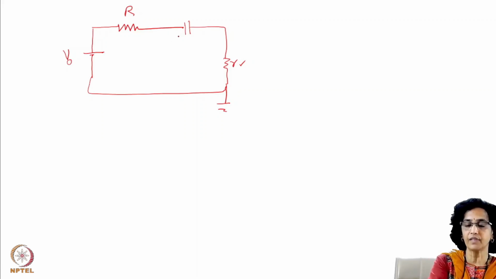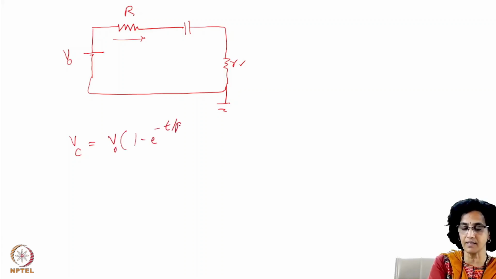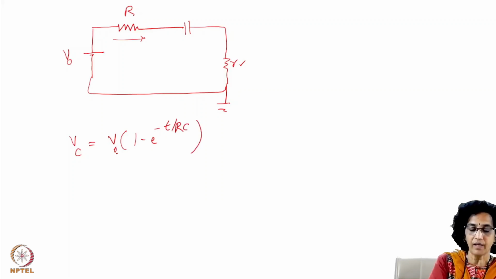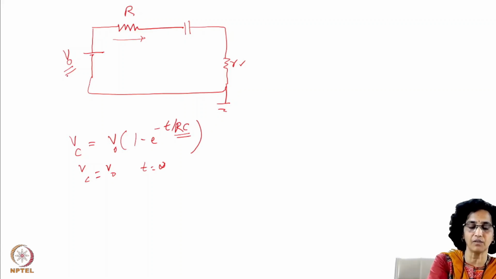So your condenser is getting charged through a resistance. We know how a condenser gets charged. We know that the voltage across the capacitor will go as V0 times (1 minus e raised to minus t by RC), where V0 is the charging voltage. So at time t equal to infinity, Vc is equal to V0, and RC is the time constant. In this time constant, it rises to about 0.7 times that of V0.